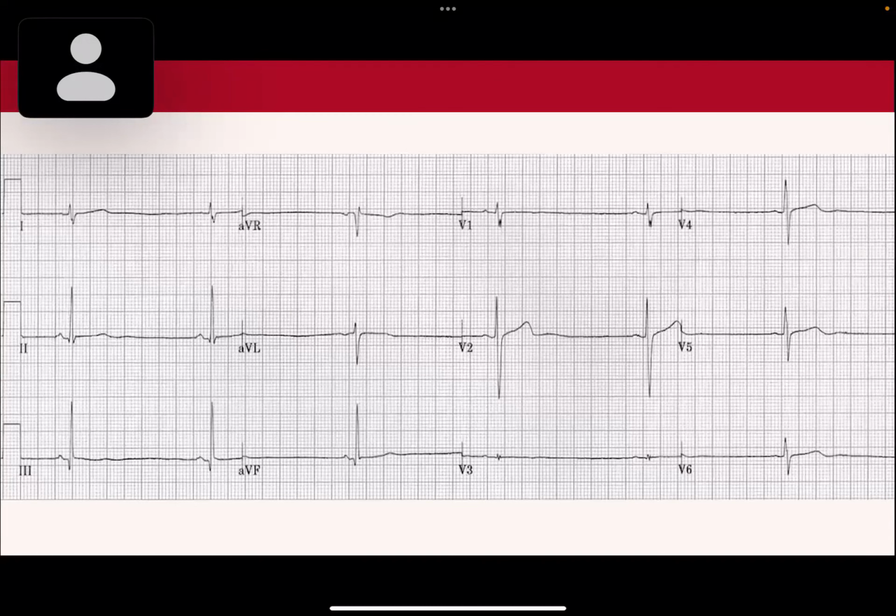Okay. What about this one? So we do not have a rhythm strip for this one for some reason. But without the need for a rhythm strip, what do you guys think the heart rate could be? And let's use a random lead. For example, we said that we use lead 2. How many large squares are there in between those two R waves? 8 big boxes. Okay, and if you divide 300 by 8, that's going to be 37.5. Is 37.5 considered normal, slow, or fast?